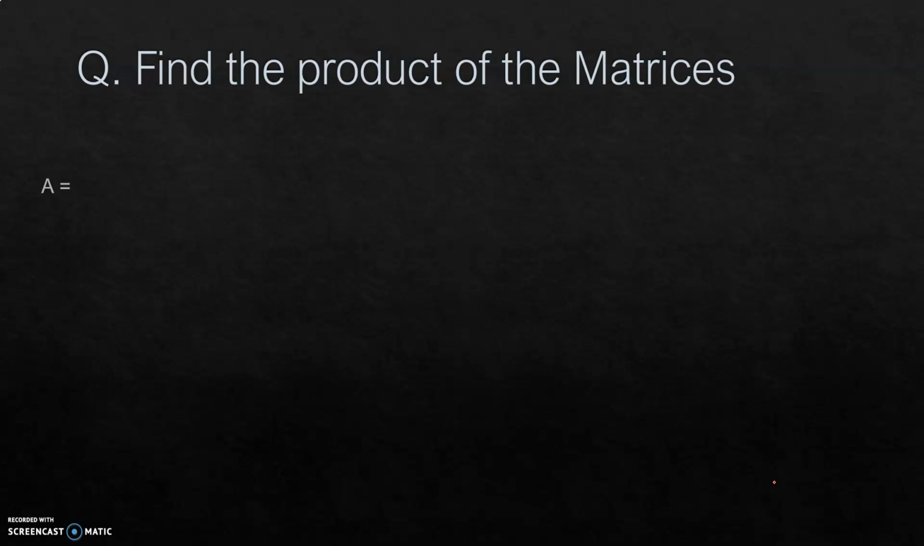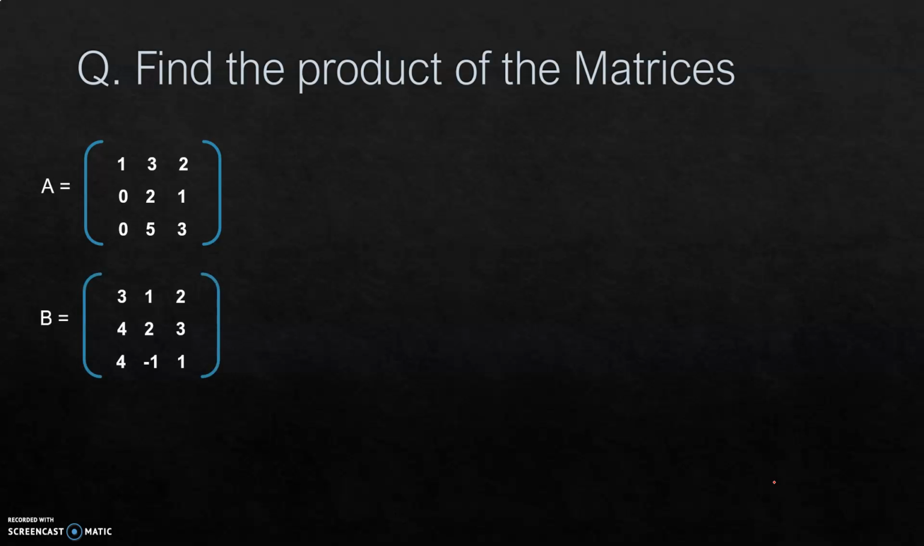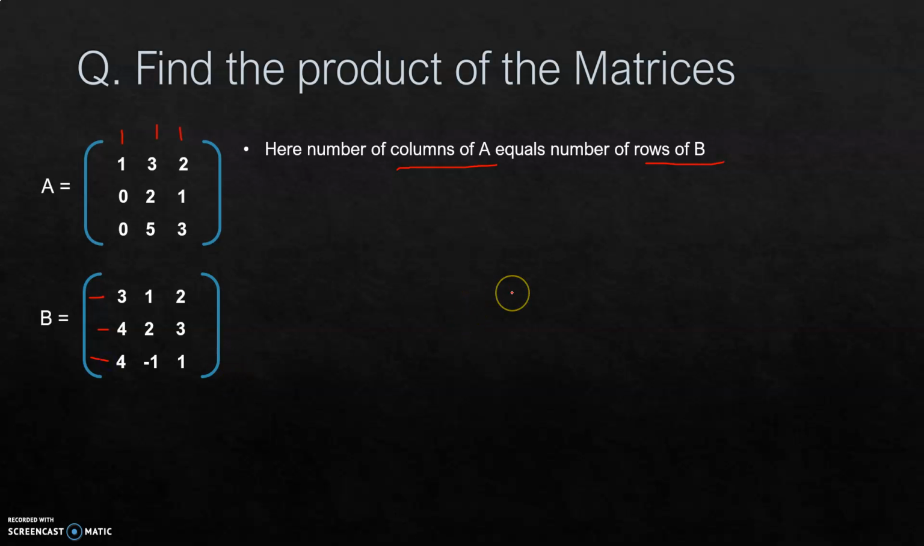So let us take one more problem. Find the product of the matrices. Matrix A is given here, and matrix B is this one. So first we need to check whether it is multiplicable or not. Here the number of columns of A: 1, 2, 3. Then the number of rows of B: 1, 2, 3. So both are equal, so the first condition is over. Then we need to multiply each row with every column of the second matrix.